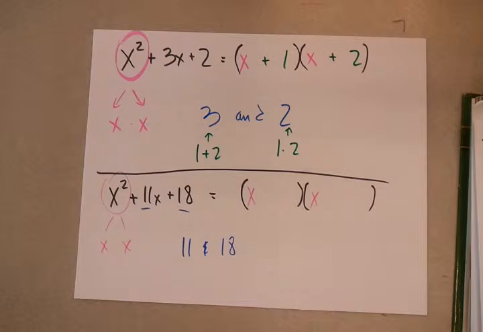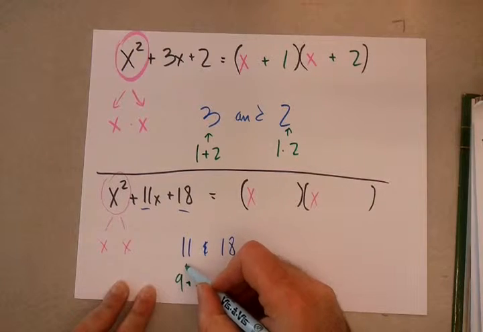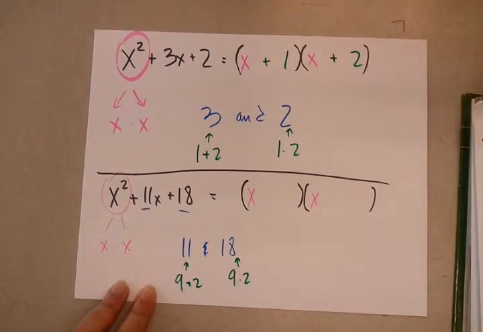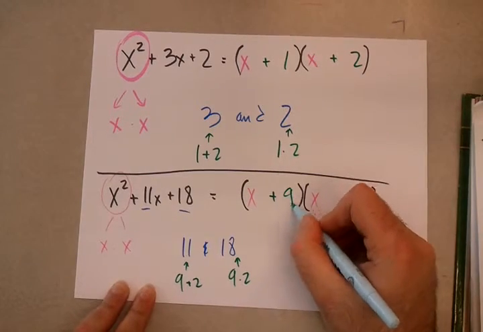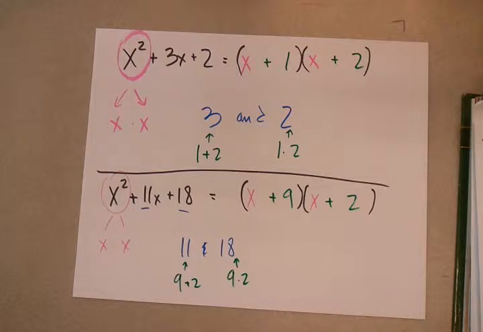18 can also be 9 times 2. Alright. Can you get 11 out of 9 and 2? Sure. 9 plus 2 is 11. Perfect. So 9 plus 2 is 11. 9 times 2 is 18. Those are our two numbers. They're both positive. So we write plus 9 plus 2. Again, the order doesn't really make a difference. And that's our solution here.